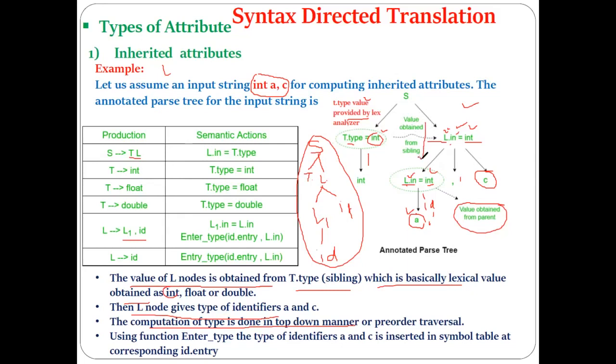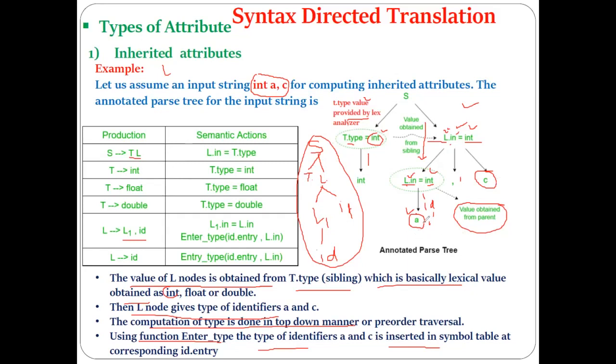Okay, that is the reason we have discussed that the computation of inherited attribute value is done in the top down manner. And then using the function enter type, the type of identifier a and c is inserted into the symbol table. Now, what will be the type of a and c? The type of a is int, and the type of c is also int. Now, this type checking is also happening here. What is the type of a and what is the type of c?